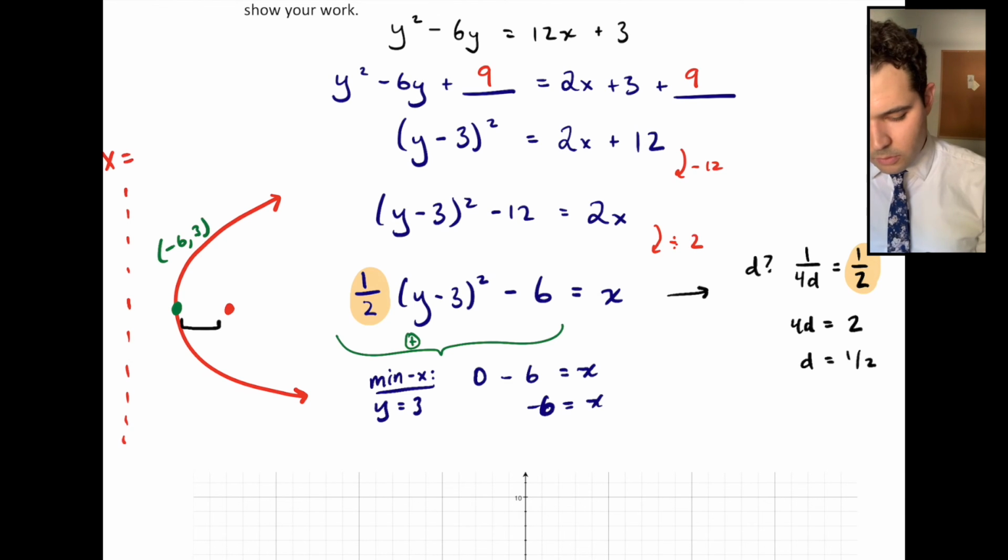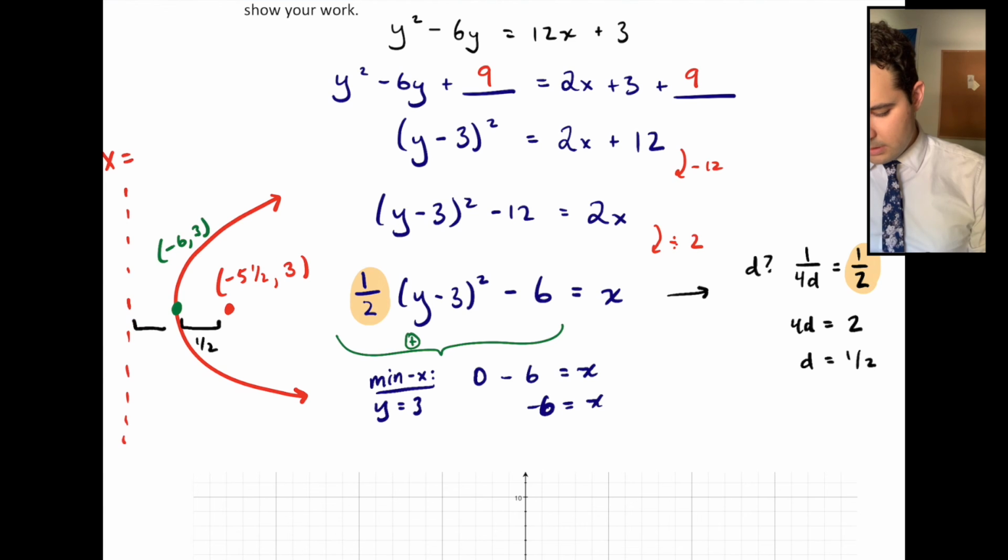So if we move over 1/2 of a step, we'll get the point -5.5, comma 3, which means that our directrix is also 1/2 of a unit away. So that line would be x is equal to -6.5.